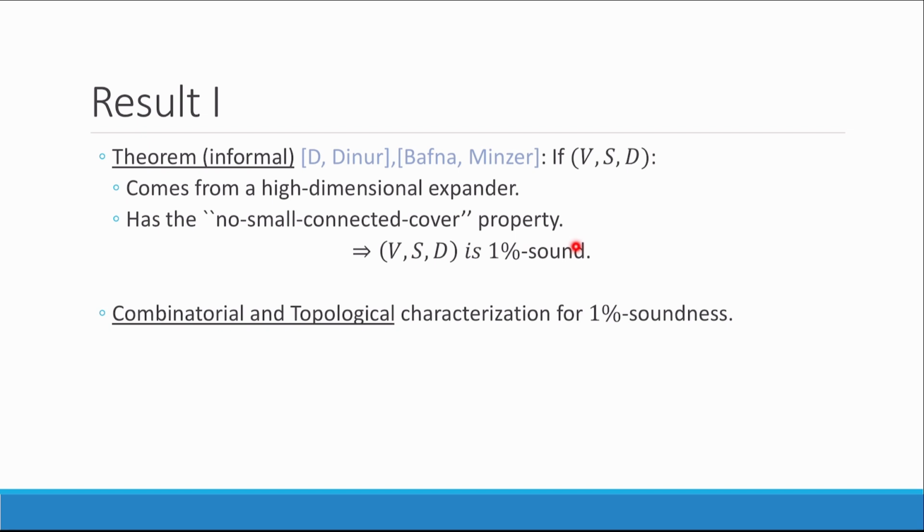Even without knowing what these things are, and I will say what they are in a couple of minutes, I should say that this theorem moves from a computational question about agreement to a combinatorial and topological characterization of these things. This is saying that if the hypergraph has some spectral properties and its topology is something, then you can say that it has a 1% sound agreement test without actually looking at the functions and so on. This gave rise to a method for constructing or arguing about 1% sound agreement tests.